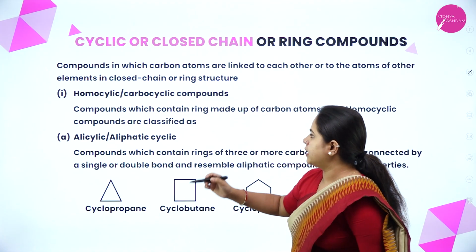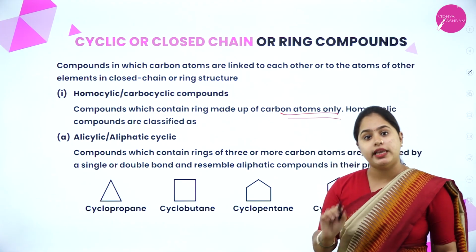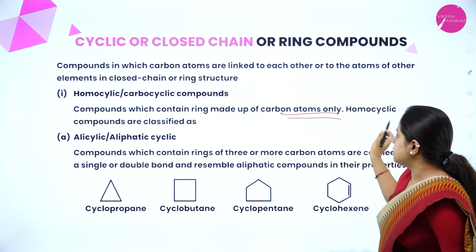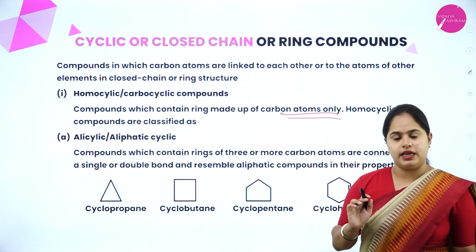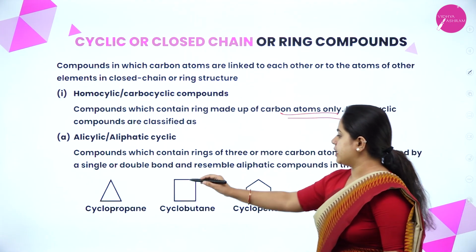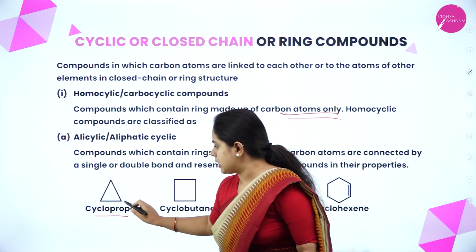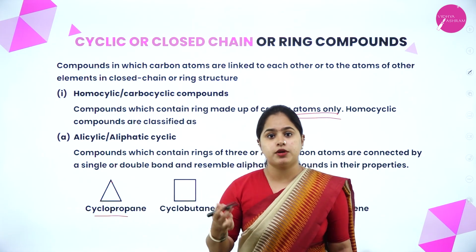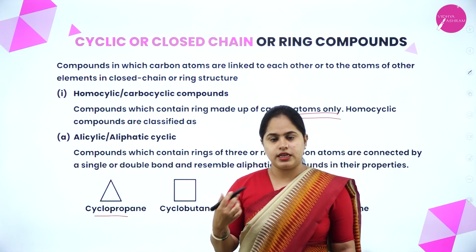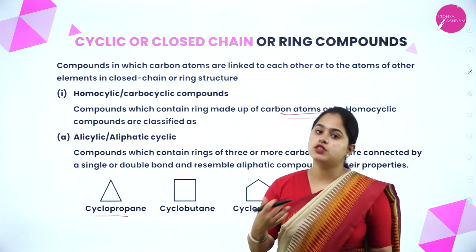So in the homocyclic, compounds which contain a ring made up of carbon atoms only. Okay, only carbon atoms, they are called homocyclic. Let us take this example itself of cyclopropane. In all these joints that you can see, it is just carbon atom. In the ring structure, are you able to see any other elements or any other atom? No, right? All of these are carbon. So such compounds are called homocyclic compounds.